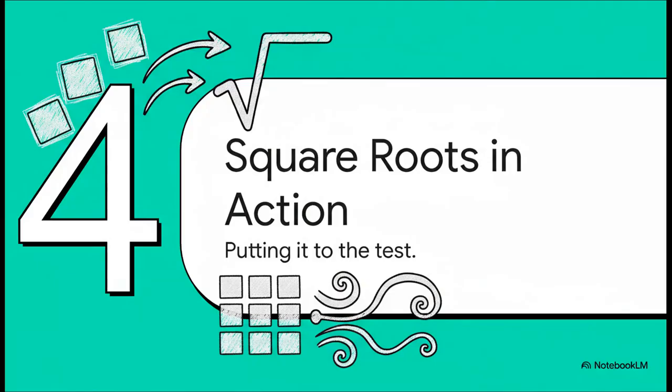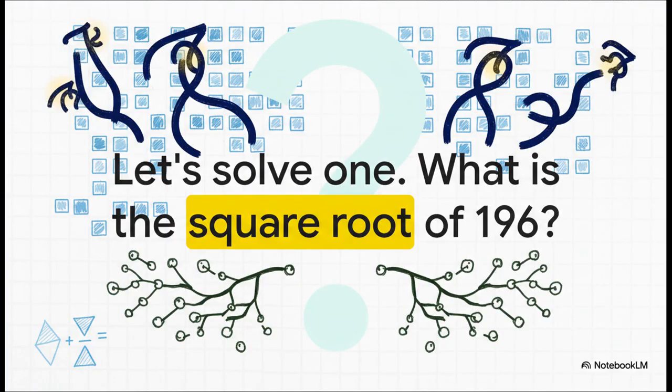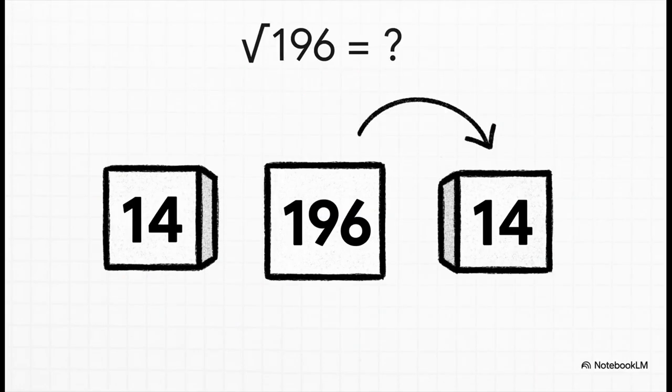Okay, so the theory is pretty straightforward, but it's always better to see it in action. So let's try a couple of examples. All right, here's one for you straight from the textbook. What is the square root of 196? So think about it. What number times itself equals 196? And the answer is 14, because 14 times 14 gets you exactly 196. So the square root of 196 is 14.